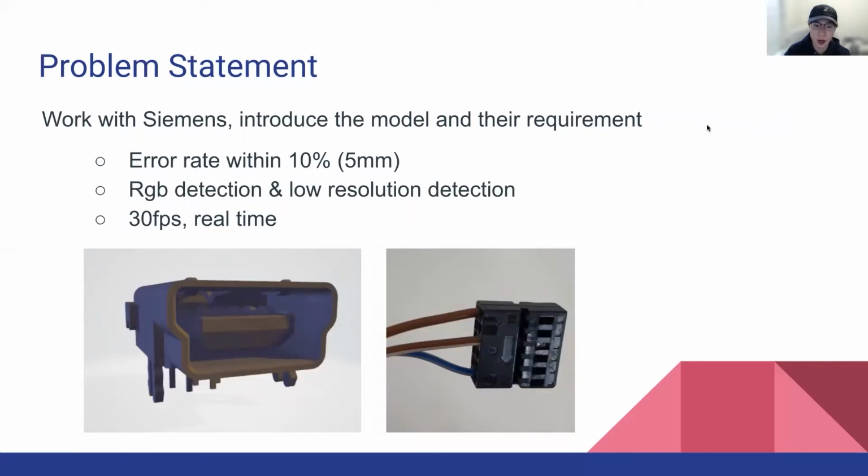And there are certain requirements we have to meet. The first one is the error rate should be within 5 millimeters. As you can see, the provided models are so tiny. Also, we have to design an algorithm that takes RGB only as input, and also can perform pose estimation in real time. To be real time, the runtime speed of our algorithm should be up to 30 frames per second.